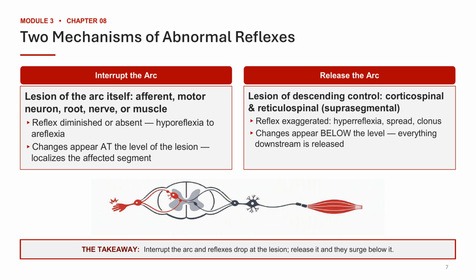The second is releasing the arc. Here, the circuit is entirely intact. What is damaged is the descending control above it, the corticospinal and reticulospinal systems, the suprasegmental supervision. Now the reflex is exaggerated, hyperreflexia, spread to neighboring muscles, clonus, and the change appears below the level of the lesion because everything downstream has been released.